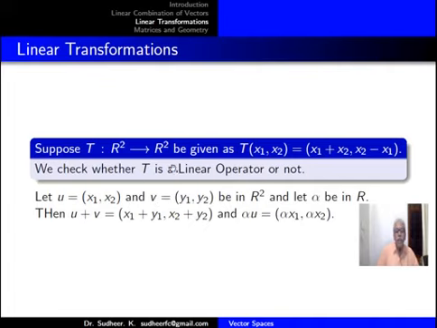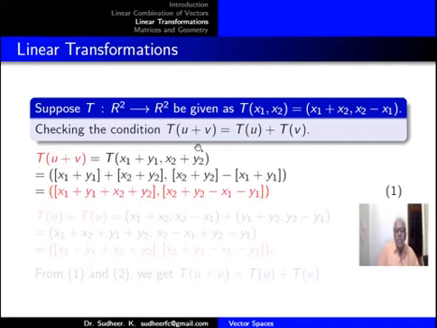Suppose T from R2 to R2 be given as T of (x1, x2) equal to (x1 plus x2, x2 minus x1). We will check whether T is a linear operator or not. So for that we take the vectors u and v, u equal to (x1, x2) and v equal to (y1, y2) in R2, and alpha be a scalar in R. Clearly u plus v equal to (x1 plus y1, x2 plus y2) and alpha u equal to (alpha x1, alpha x2).